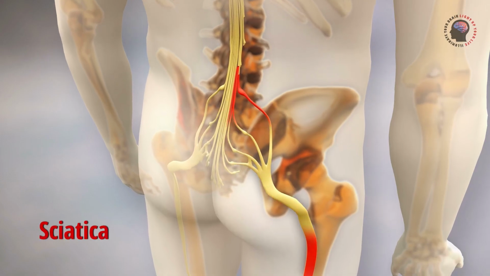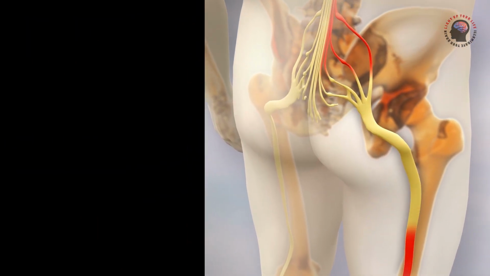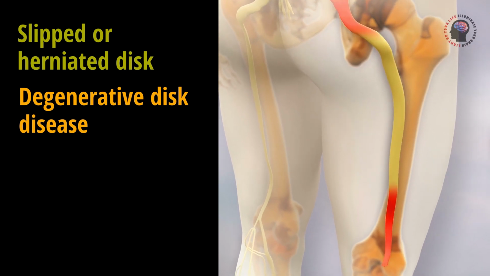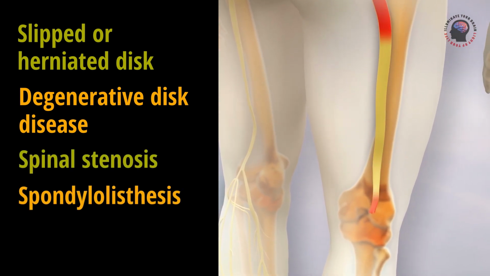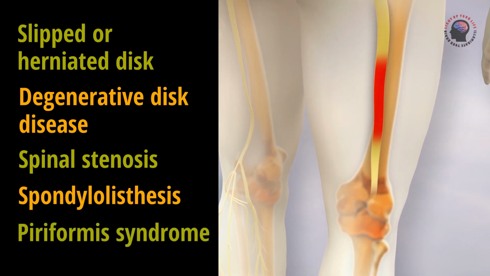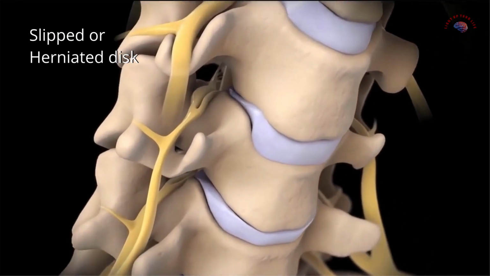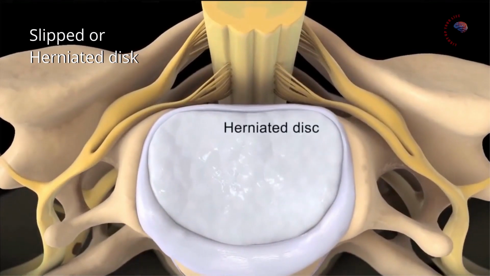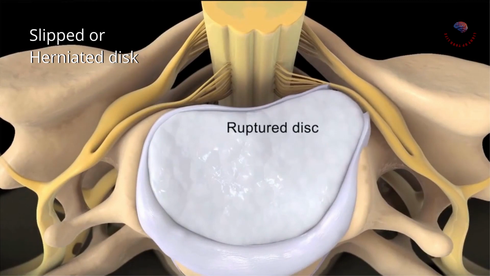Sciatica is caused by different conditions. The most common conditions are slipped or herniated disc, degenerative disc disease, spinal stenosis, spondylolisthesis, and piriformis syndrome. Slipped or herniated disc. It is a rupture in the annulus fibrosus of the vertebral disc, which allows the soft nucleus of the disc to bulge outside. This bulge can harmfully affect the nerve root.